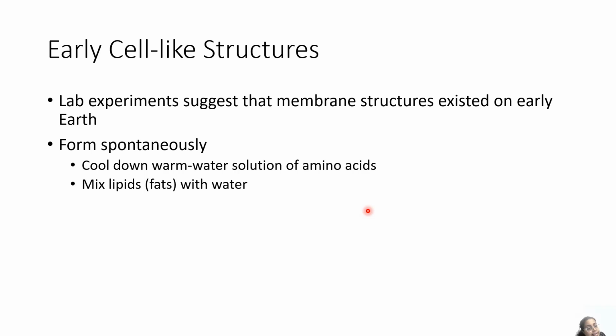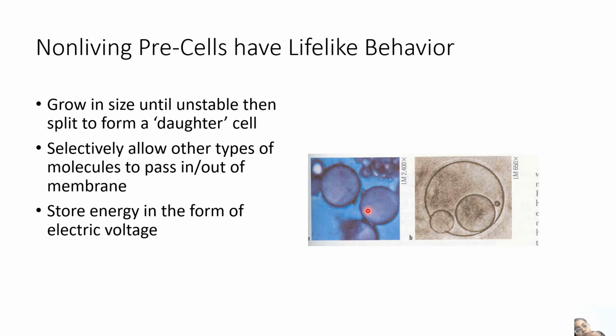Let's talk about early cell-like structures. Lab experiments suggest that membrane structures existed on early Earth. They form spontaneously when a warm water solution of amino acids cools down, or when lipids, fats, are mixed with water. Non-living pre-cells have lifelike behavior: they grow in size until unstable, then split to form a daughter cell. They selectively allow other types of molecules to pass in and out of the membrane. They store energy in the form of electric voltage.